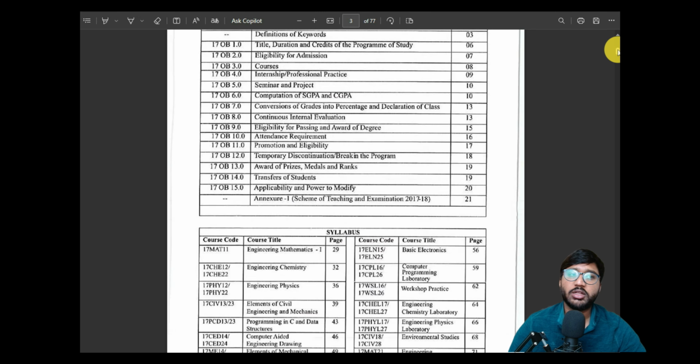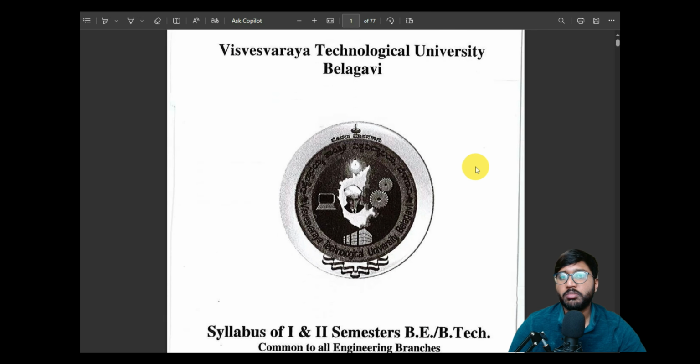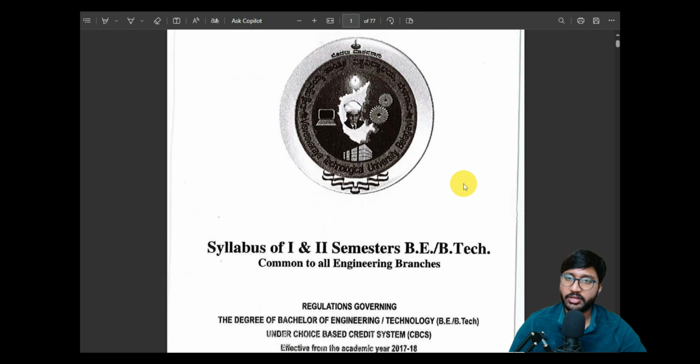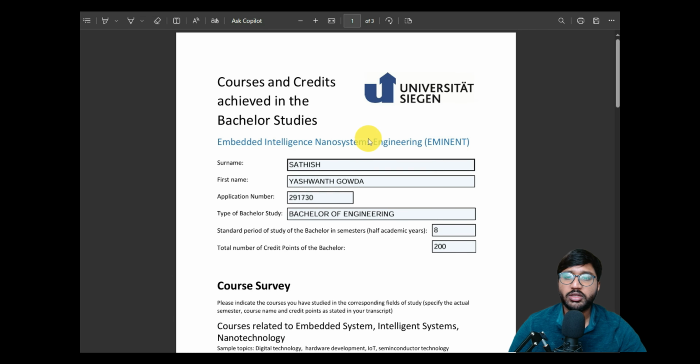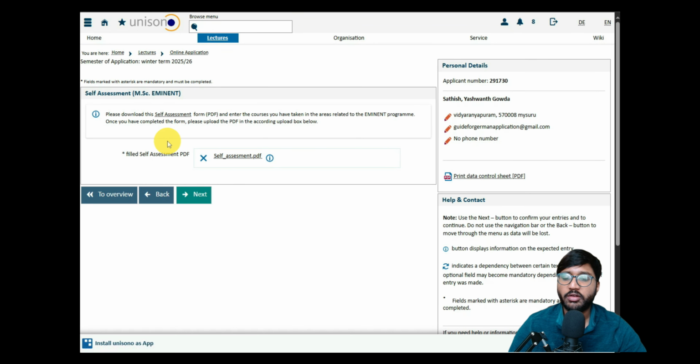People in other universities, if they do not have it available, then please ask your university, and they will provide it. This is how I just wanted to show you guys how to fill in this particular self-assessment PDF, which we have to use in MSc, EMI, NENT.